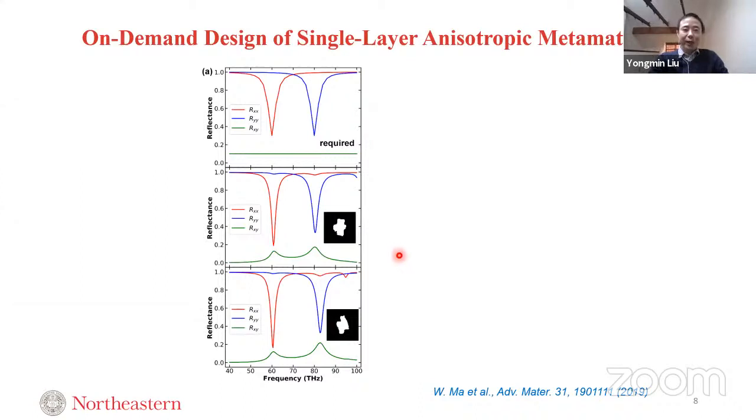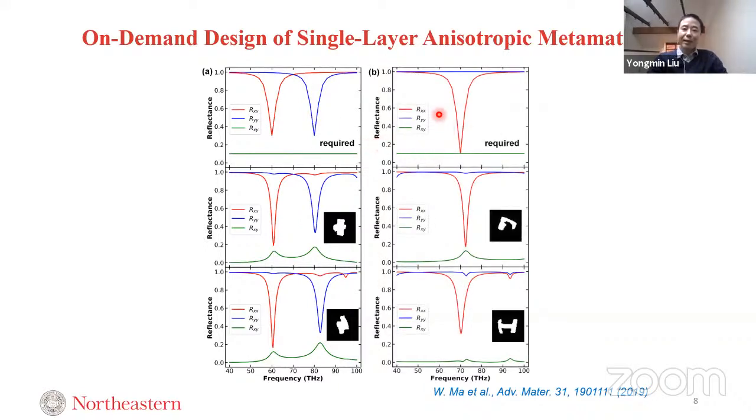And here I will show you the on-demand design of the anisotropic photonic metamaterials. So here our structure is anisotropic. So we look at the reflectance spectrum for X and Y polarization instance. We could have the cross-polarized light. So in the first figure, we just assign a very rough requirement on the reflectance spectrum. But using this deep learning model, we can easily find out a number of structures satisfying the required reflectance spectrum. So here I just give you these two examples for this particular spectrum.